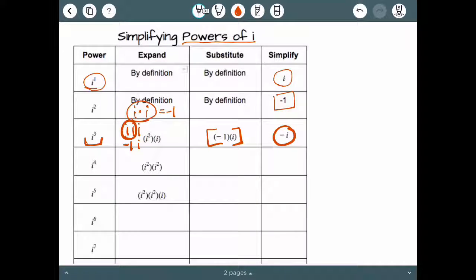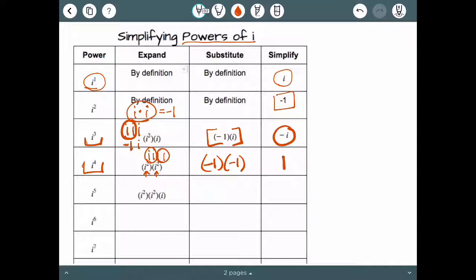Okay, we can do the same thing for each one. So i to the fourth would be i times i times i times i, which of course makes two pairs, which we can see here, i squared and i squared. Each of the i squareds is going to be -1. So we really have -1 times -1, and that's going to give us +1.